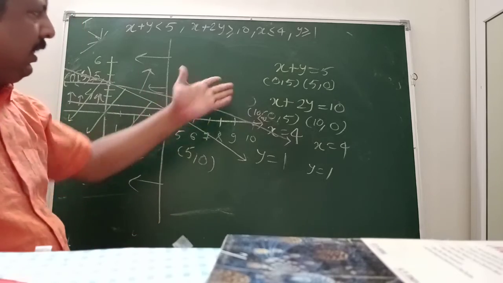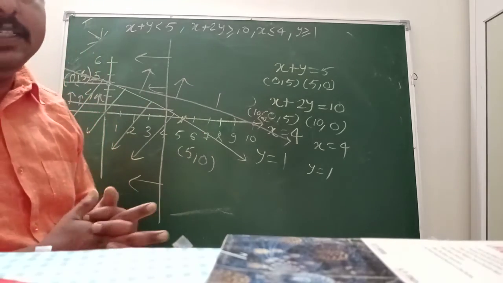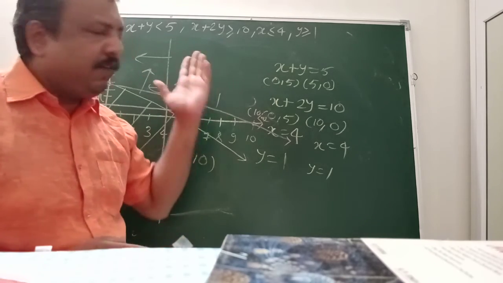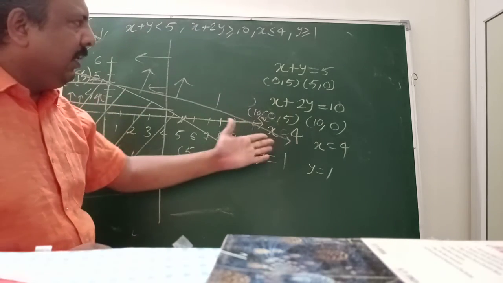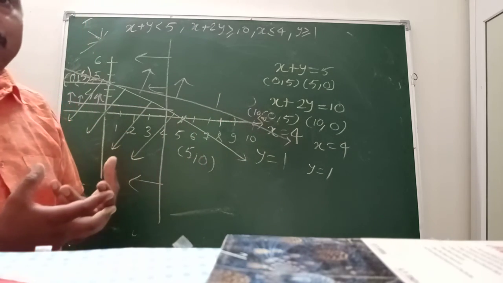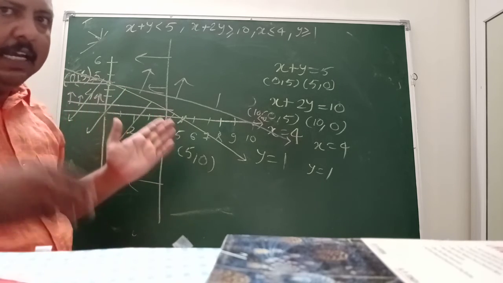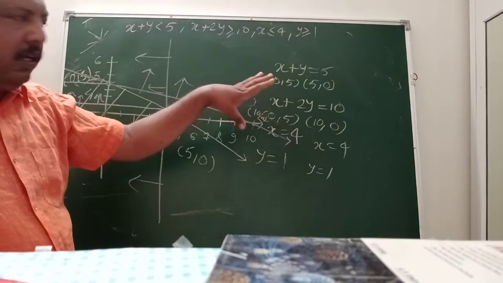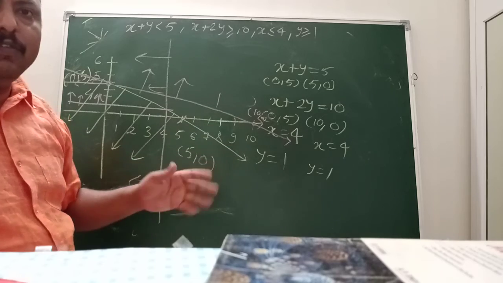I hope it is clear to you. In this chapter we have to first make the constraints from the inequalities, then plot them on the graph paper and find the common solution. Then we have to find some values from this graph, which I will explain in the next video, and then put the values into the objective function. We have to make the objective function from the question.